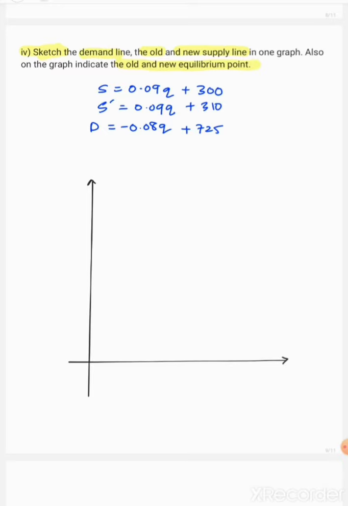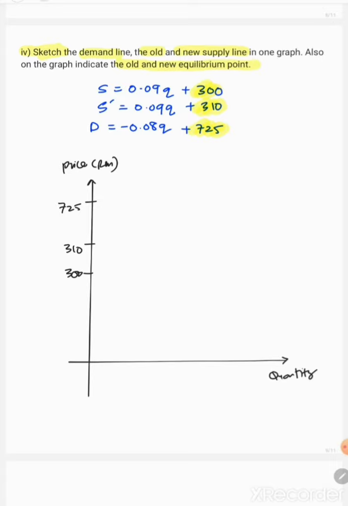Firstly, we start with the graph itself. First you have to label the axes correctly. We start with the y-axis, which you label as price, and then the x-axis is the quantity. Now the second step, you have to observe the y-intercept for each equation. So now we have 3 y-intercepts. Start with the highest, 725, and then we have 310 and 300.